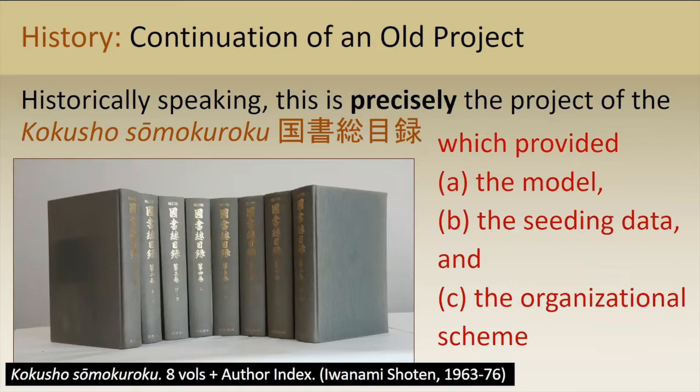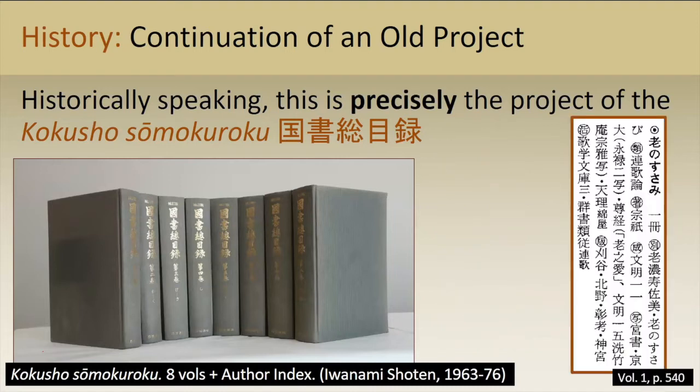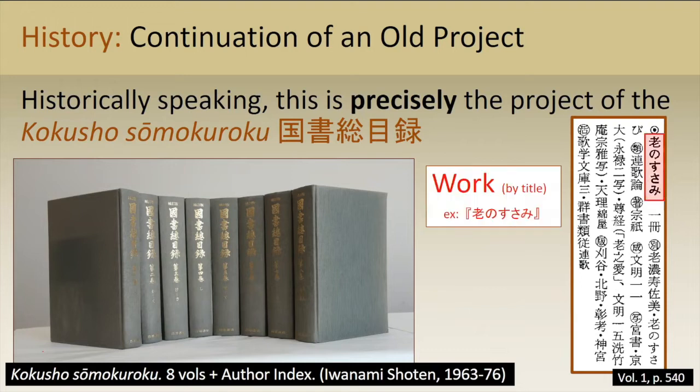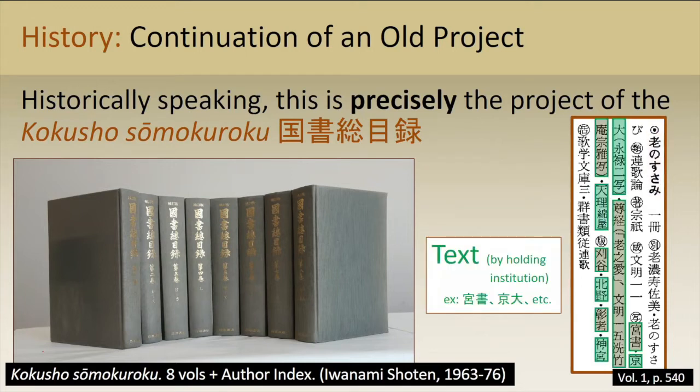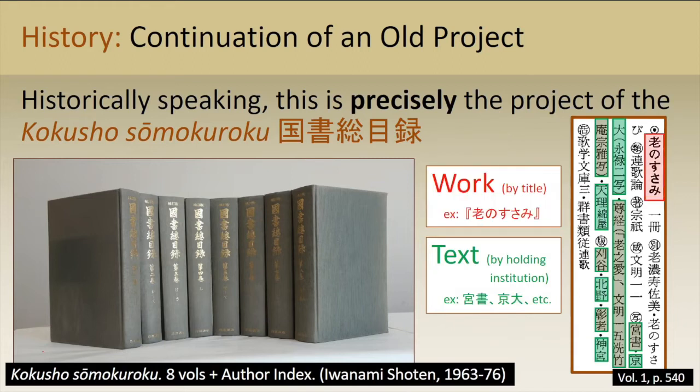NIJL's database with its model, its initial data, and the two-tier organizational structure just discussed, as can be seen in this example here. Under the entry for a given work, like this Oi no Sasami, we find a list of all surviving texts of that work known at that point, each of them designated by the abbreviation of its holding institution, such as Kyodai for Kyoto University, and so on.